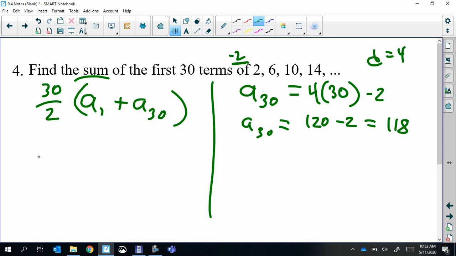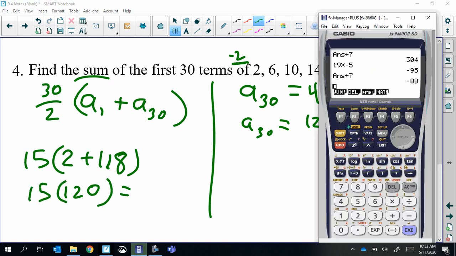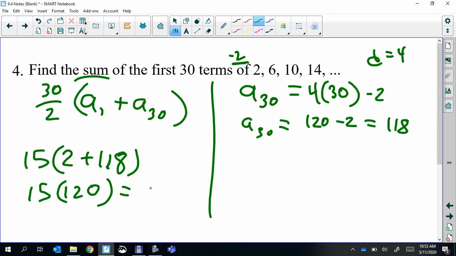So 30 over 2 is 15, times the first term, which is 2, plus the last term, which is 118. That's 120 times 15, which is 1,800. So if you add up all those numbers, you get 1,800.